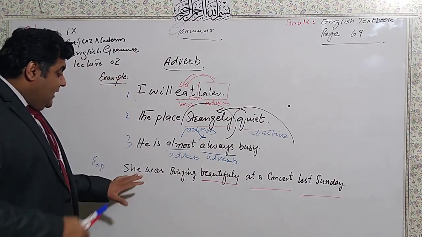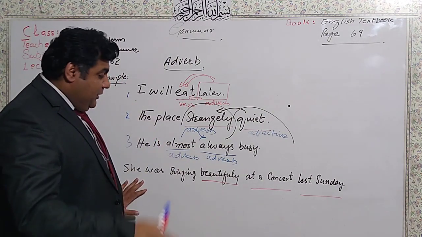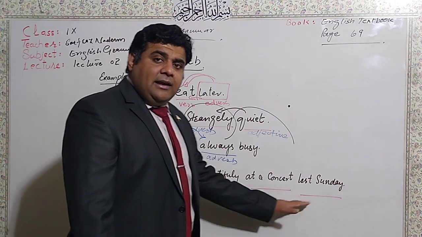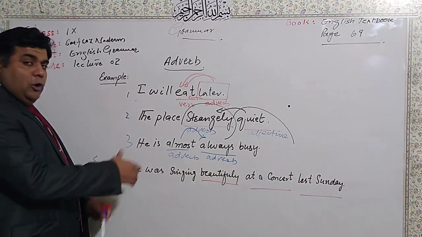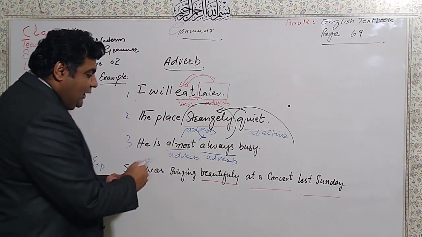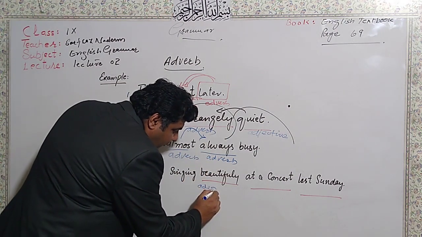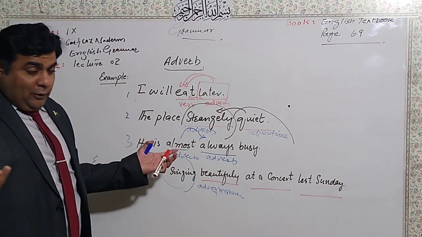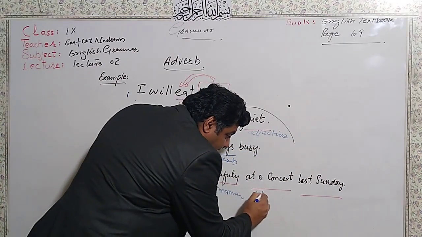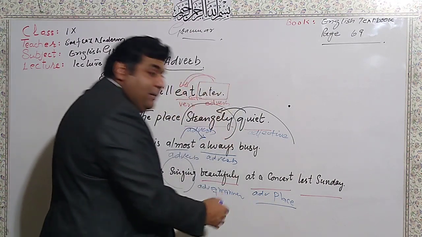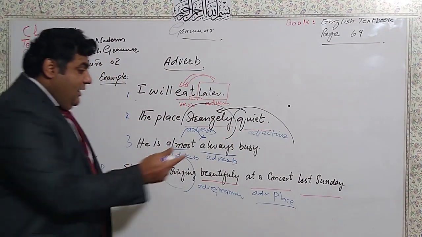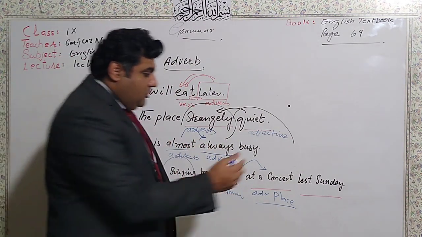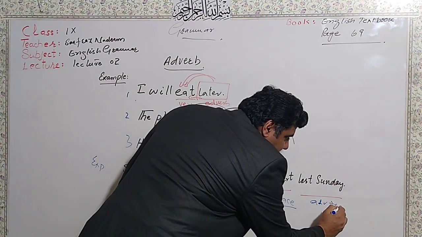So dear students, in this sentence, three kinds of adverb are used. First, we have a sentence like, she was singing beautifully at a concert last Sunday. Now dear students, look over here in the sentence. The first, beautifully, is an adverb of manner. It is telling how she was singing. She was singing beautifully. Now at a concert, this is an adverb of place. Where was she singing? At a concert. Good. And third is when, meaning time. So here it is an adverb of time.